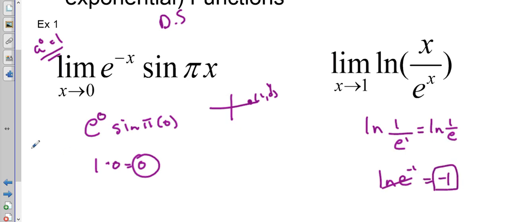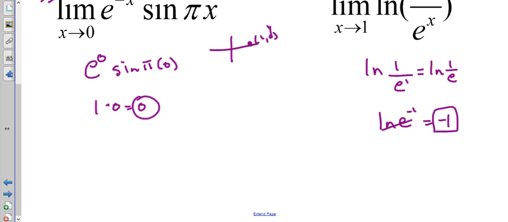Negative 1. We could also use the properties of logs if you want. Right here, natural log of 1 over e: dividing inside a log is the same thing as subtracting. Natural log of 1 minus natural log of e. Natural log of 1 is 0, minus natural log of e, which is 1. 0 minus 1 is negative 1. Two different ways of getting the same answer. This one uses inverse properties and exponents. This one uses properties of logs.